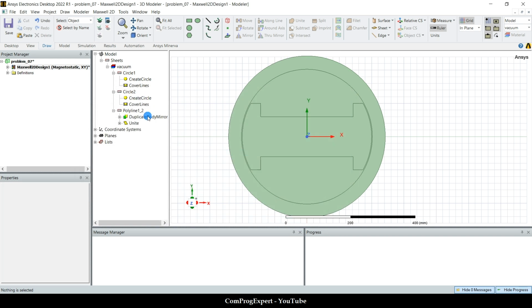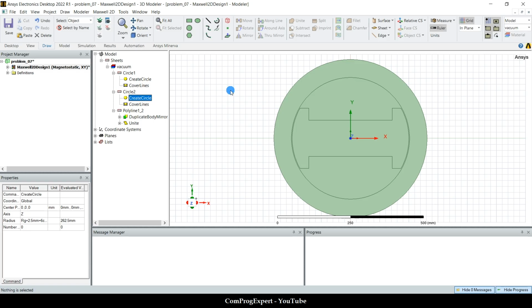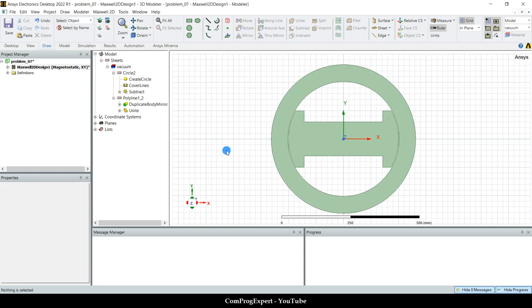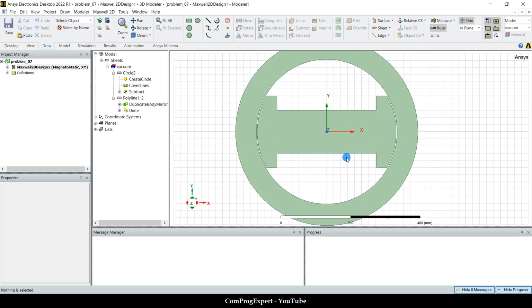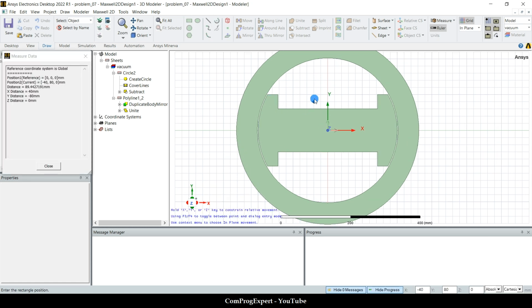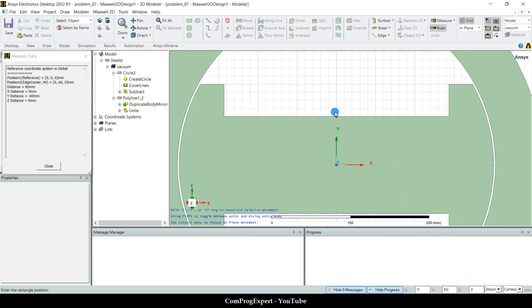This geometry. Or even we can consider a higher number. Let's consider 6. Okay. This circle, select this circle and subtract. We have created the iron cores for the rotor and stator. So in this case, if I draw a rectangle here, I can define excitations and calculate the electromagnetic field.